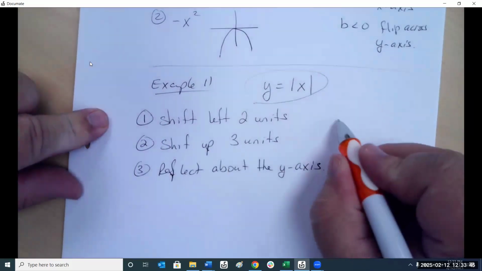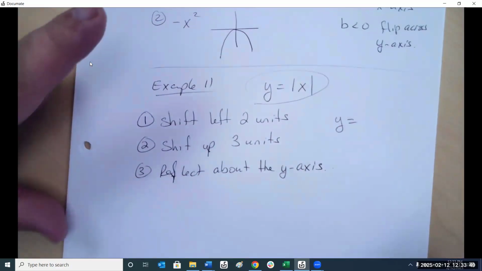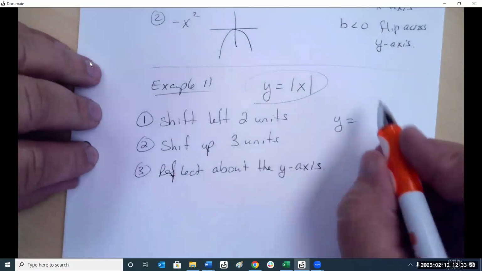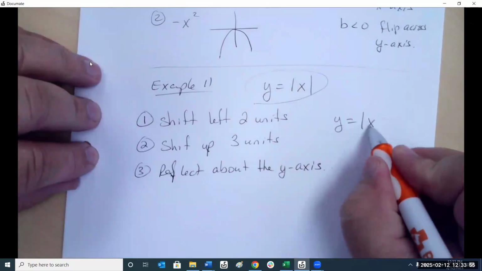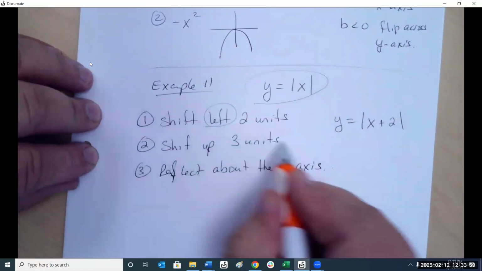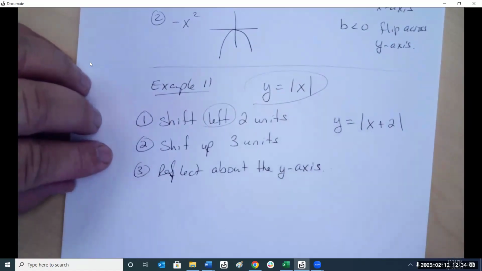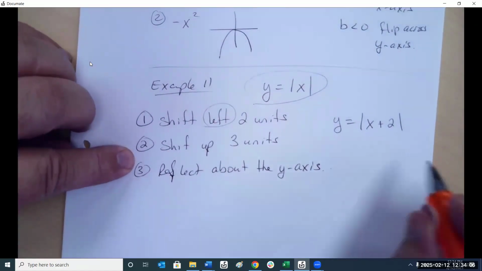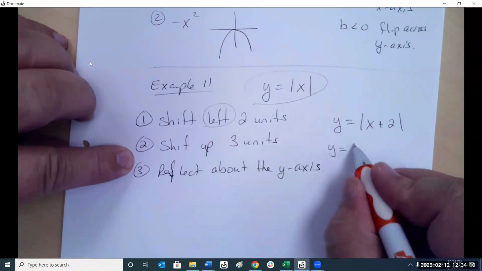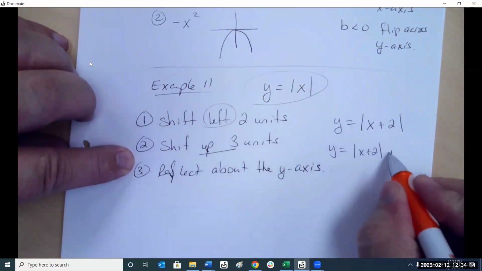Let's look at the first one. If it's 2 units to the left, it's a horizontal shift, right? So where does that occur? Inside or outside? So it happens inside. What happens to it? X plus 2. Because since this is to the left, I have to do the opposite sign. That's the first shift. Then it's 3 units up. Is that inside or outside the function? Outside. So it's x plus 2, and it's up 3, so it's plus 3.